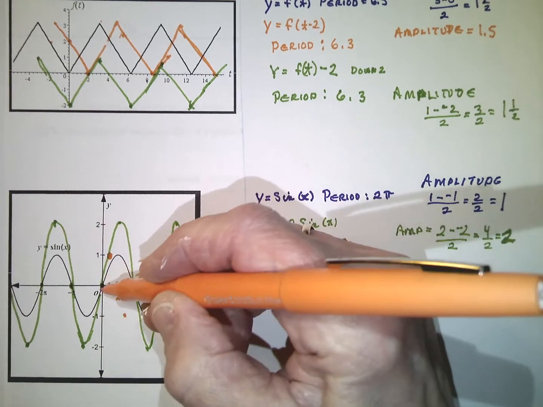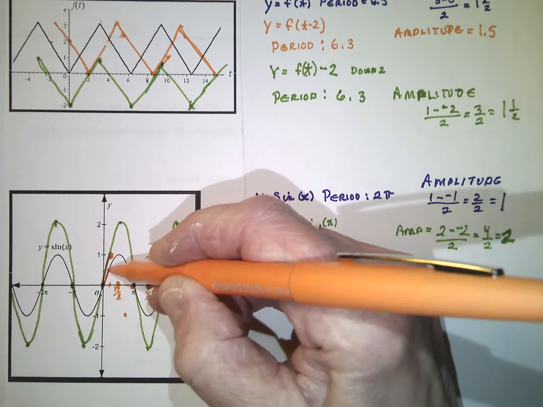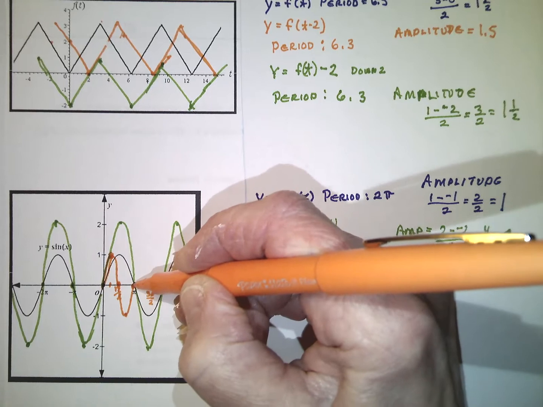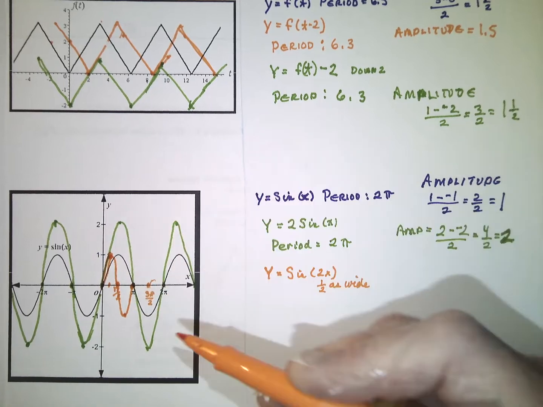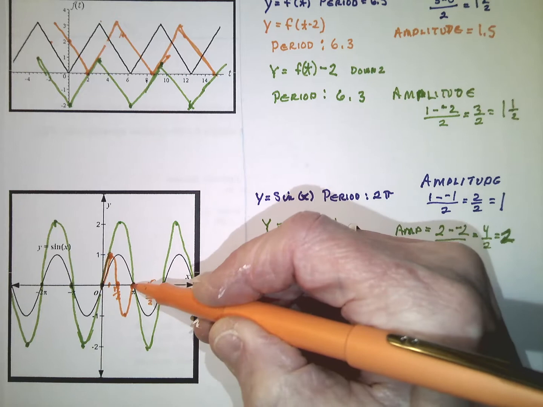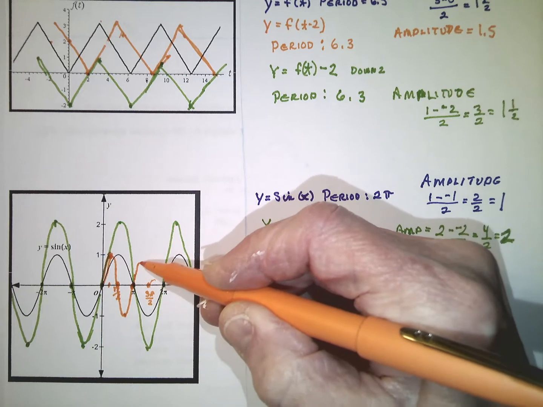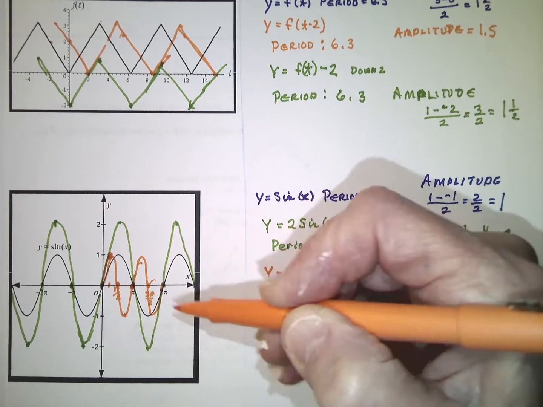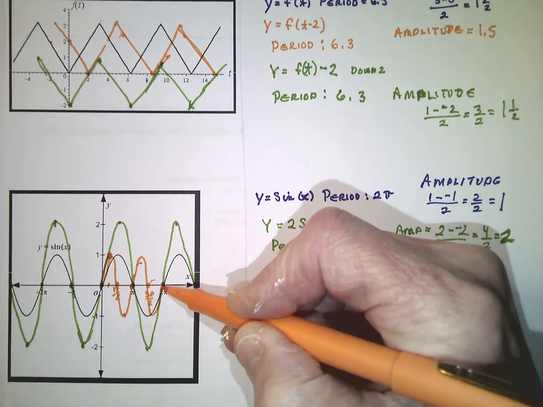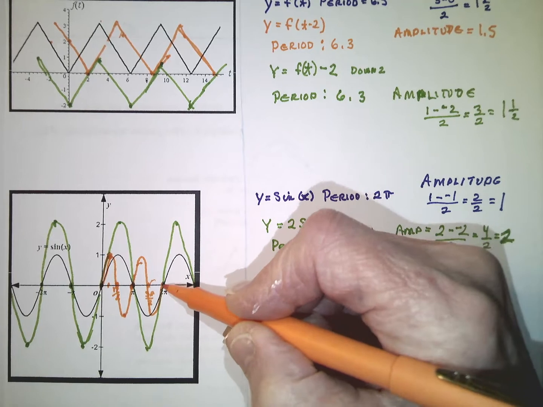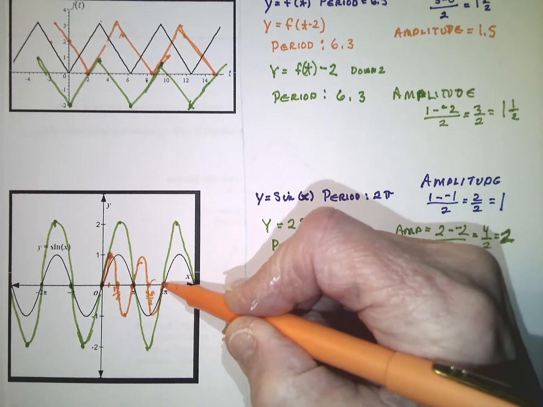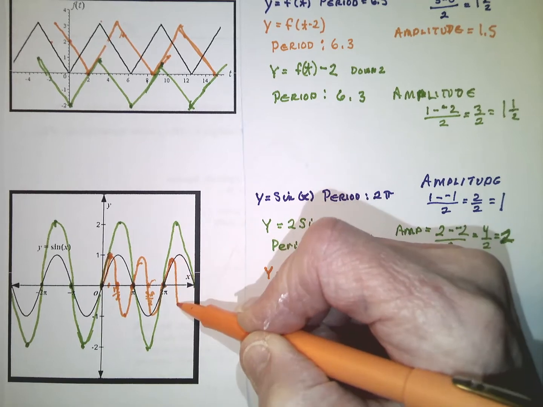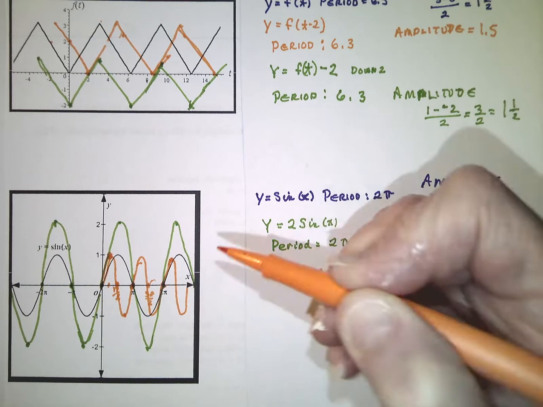So our graph is going to be looking like this. One complete cycle by the time it hits pi, and then another complete cycle by the time it hits 2 pi. It's going to be working twice as fast here. And so on.